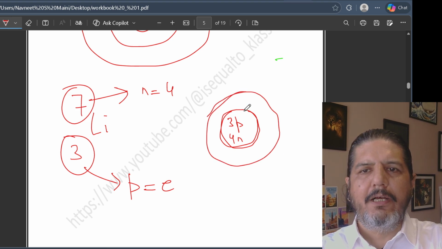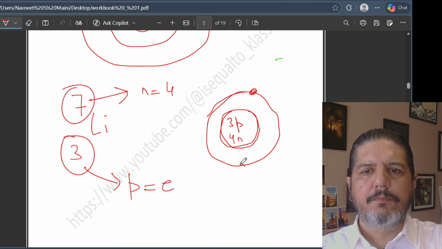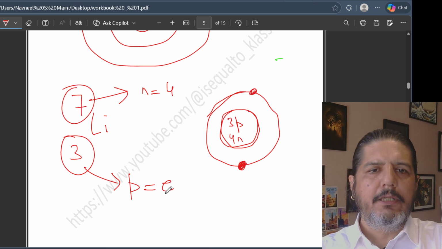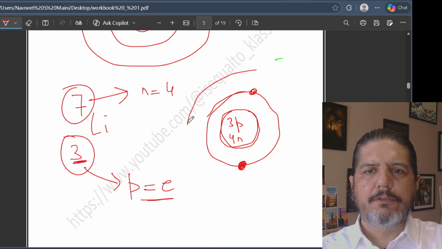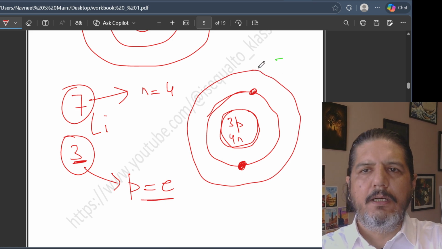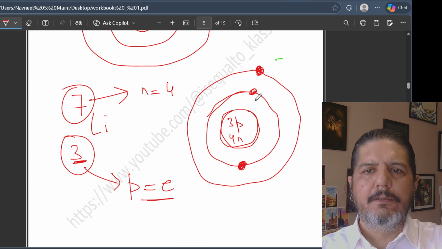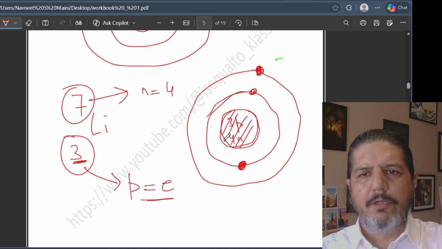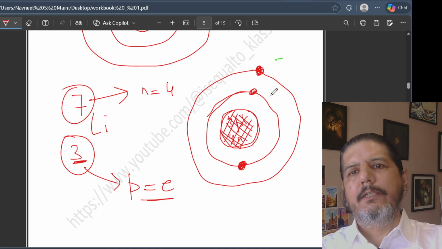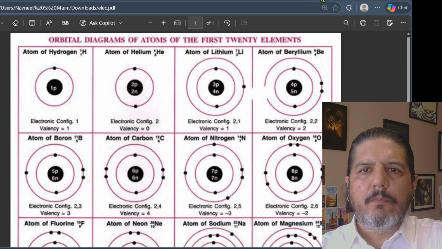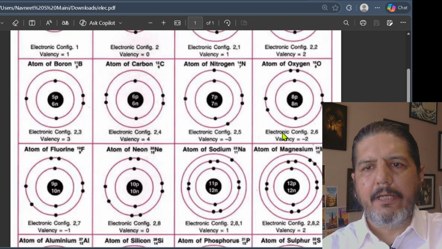The first shell will have 2 electrons. The number of electrons that I have is 3. So, 2 in the first and 1 electron in the second. So, this would be the nucleus. I'm just sort of shading it, and 2 in the first shell and 1 in the next shell. So, this is how you can draw the diagrams.